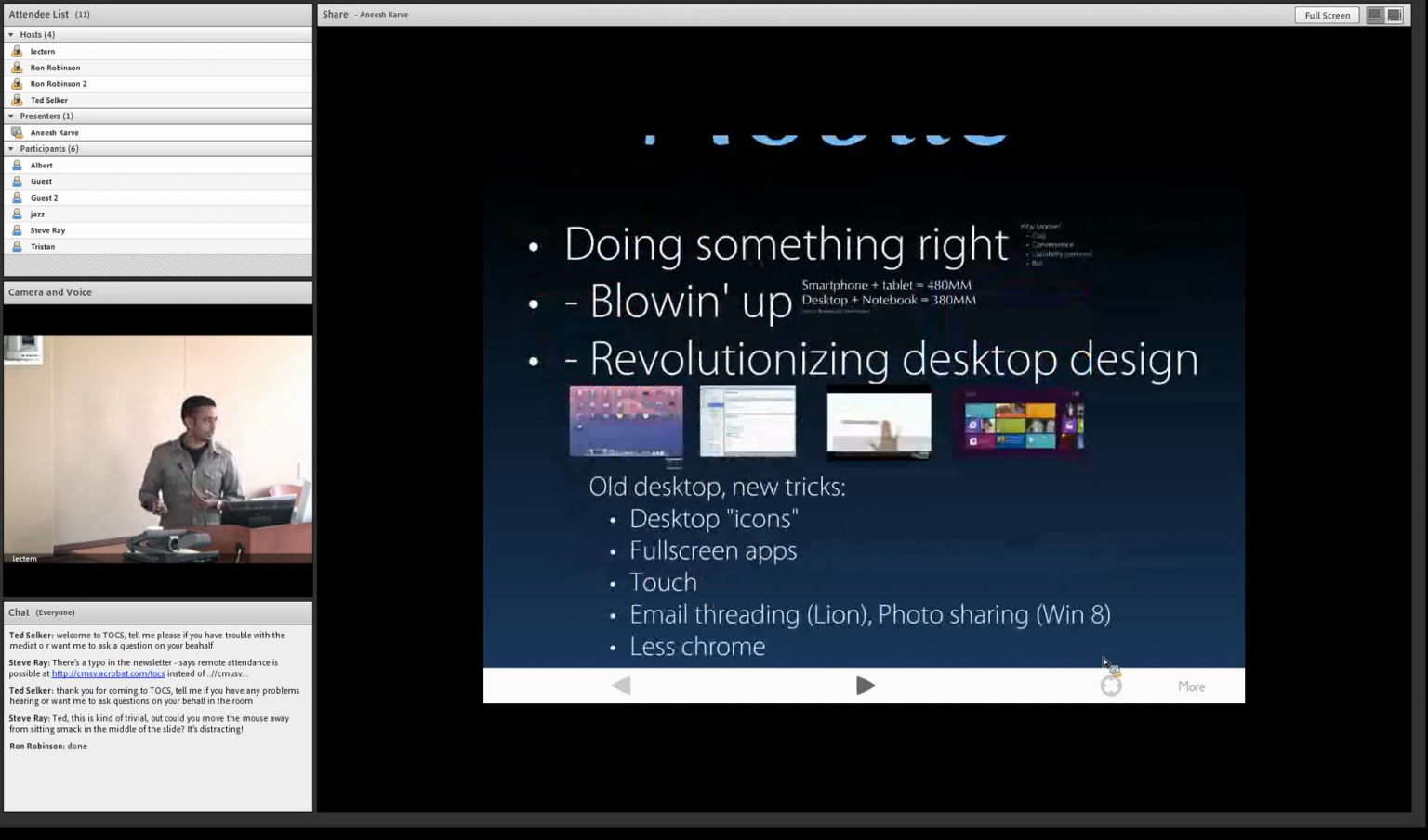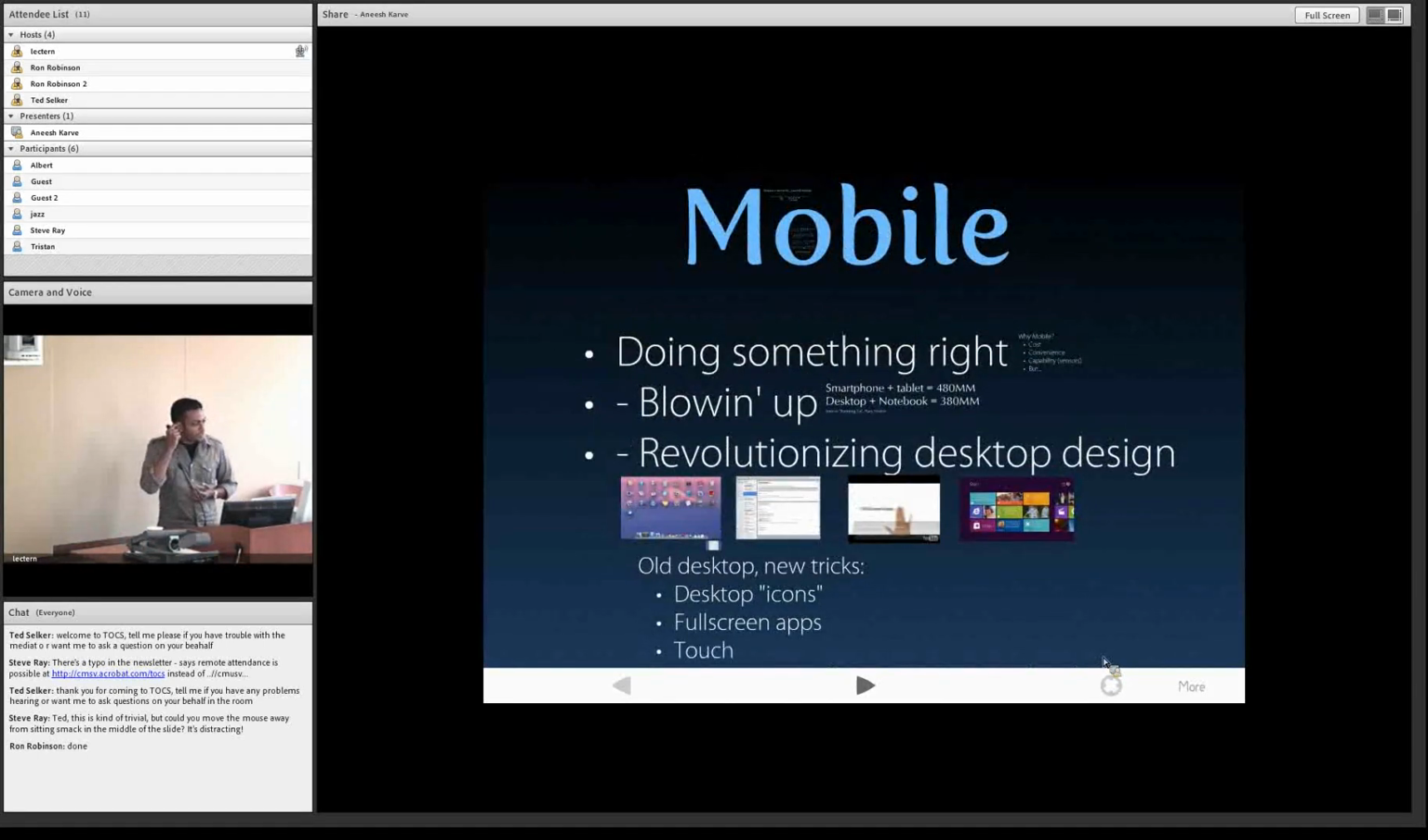When you say full screen apps, what are you saying? I mean that now the desktop operating systems are supporting apps in a full screen mode where all of the window management Chrome disappears and you just deal with the application like mobile.